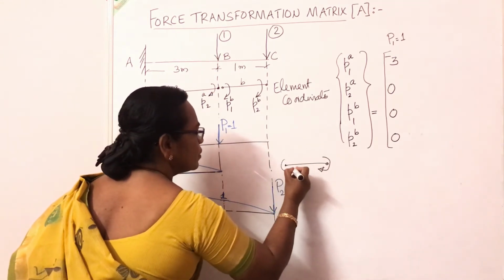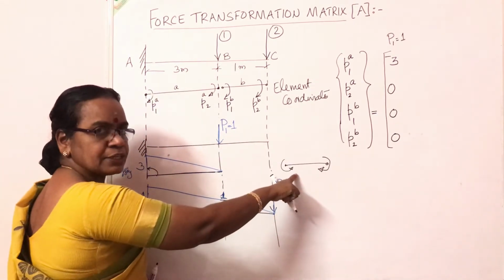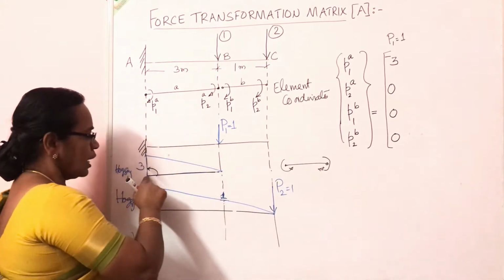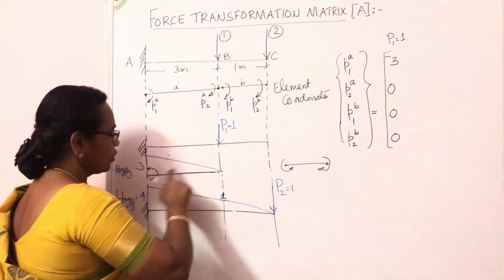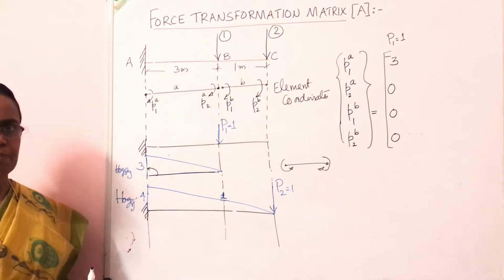Here it is positive. Here also it tends to bend the beam up. This is a hogging moment representation. At this end it is clockwise, it is 0. At this end it is anti-clockwise 3. That is why I have marked it minus 3.